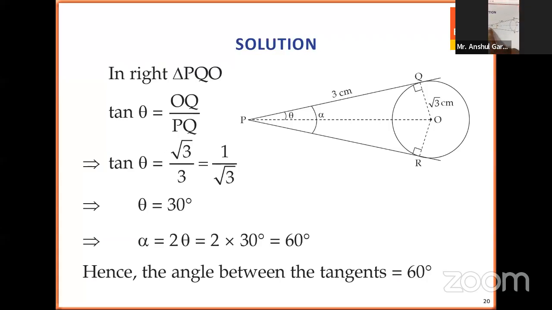Complete angle is alpha, half angle is theta. So we can say tan theta is √3/3, which is 1/√3. That means theta is 30. And since theta is half of alpha, alpha is 60 degrees. That means the angle between both the tangents is 60 degrees. That's it. Very simple question.